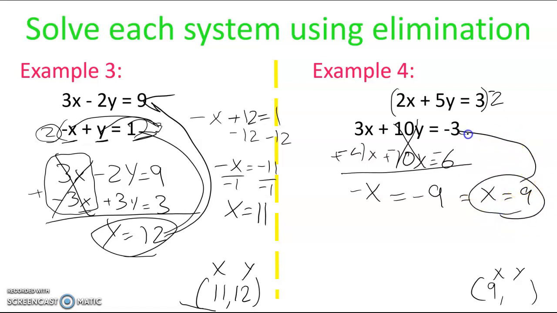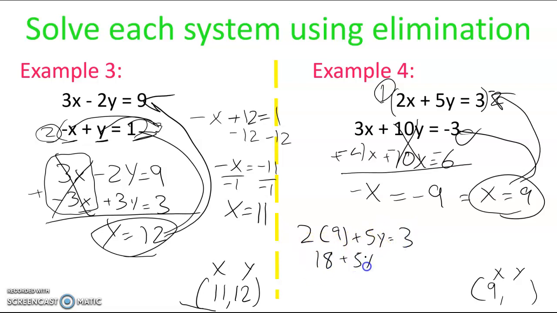And now we can take this, plug it into any of our equations. We don't have to plug it into both. We can just plug it into one. I'm going to plug it into this first equation up here. So it's going to be 2 times x, which is 2 times 9, plus 5y is equal to 3. 2 times 9 is equal to 18, plus a 5y is equal to 3. I'm going to subtract the 18 on both sides. I'm going to get 5y is equal to a negative 15. I divide by 5 on both sides to get y is equal to negative 3. And that right there is our final solution to our system.